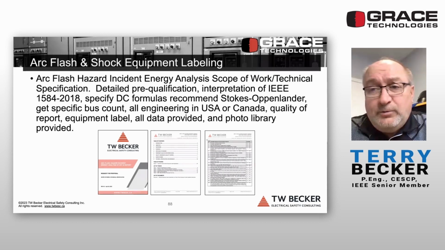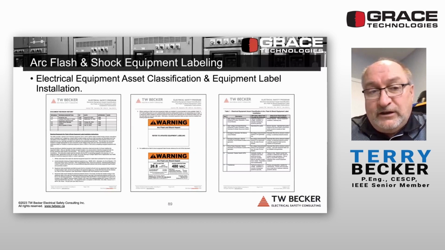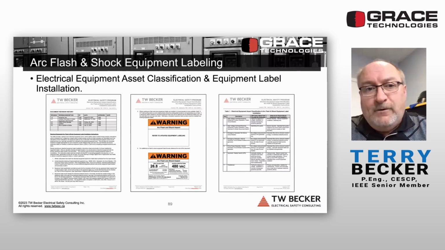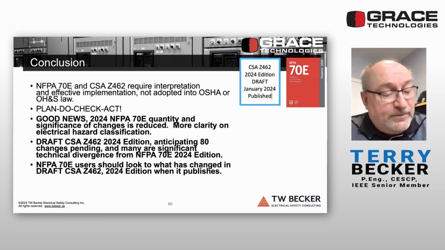I also have a free scope of work and tech specification for arc flash hazard and incident energy studies that I will be emailing out to everybody in this webinar. You can take it and make it your own. I also have an electrical equipment asset classification and equipment labeling installation specification to allow the employer to better specify what equipment you want to label, and the consultant could get a more firm bus count related to their cost estimate. I am trying to help employers get this right and take control of arc flash. So all of you will receive these documents. Gladly do what you would like with them.